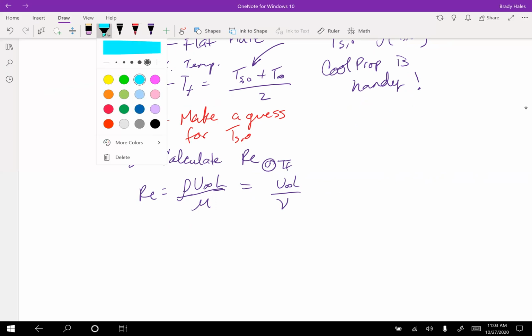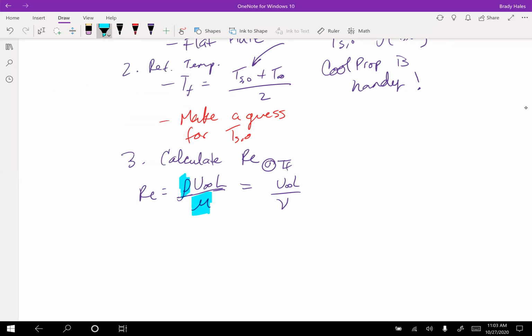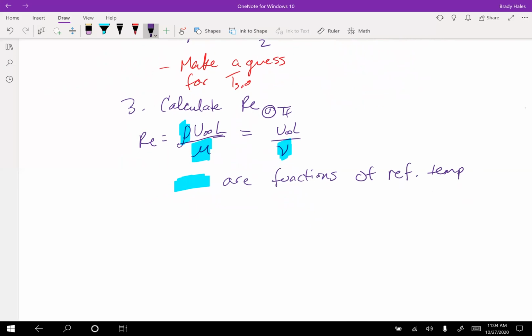So this, and this are functions of reference temperature, right? So that's why you calculate the Reynolds number at the film temperature. Okay.